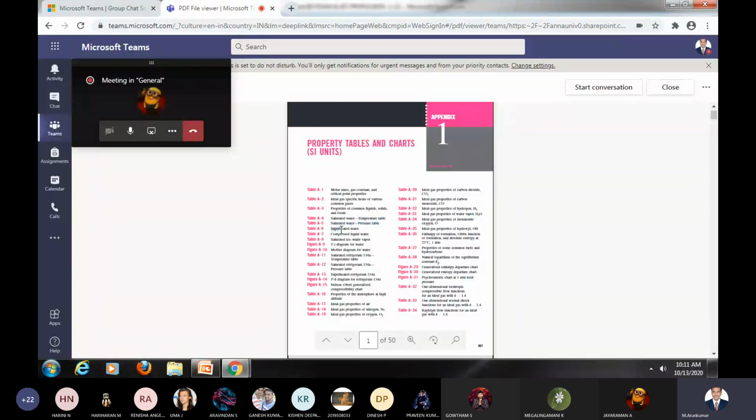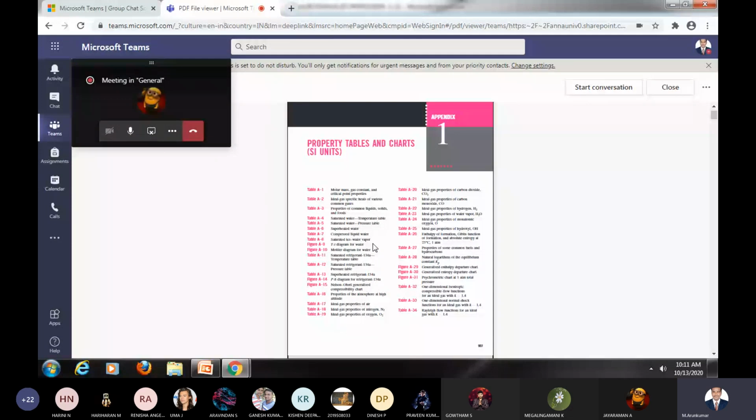Then superheated water table A6 is also your steam table. Then compressed liquid water is also your steam table. Then saturated ice water vapor. Then the TS diagram for water. Then the Euler diagram for water. So these are the properties of water.